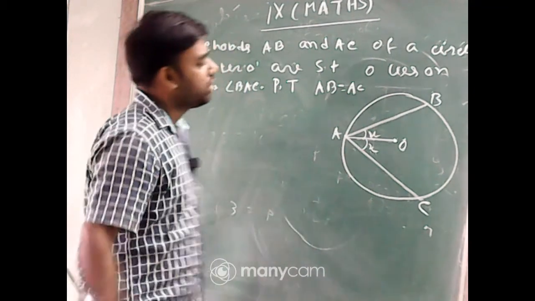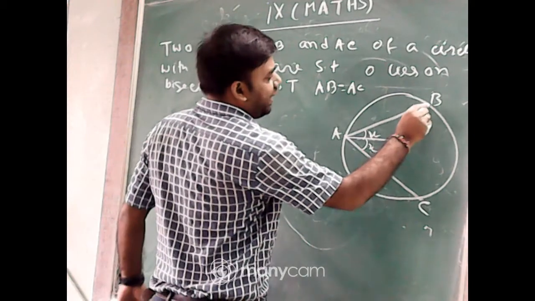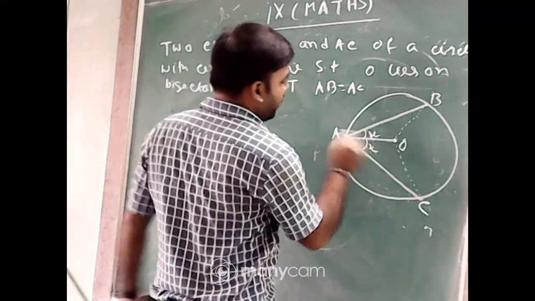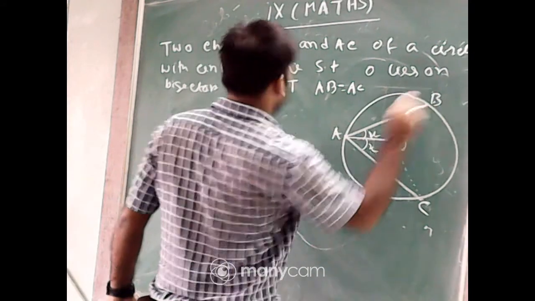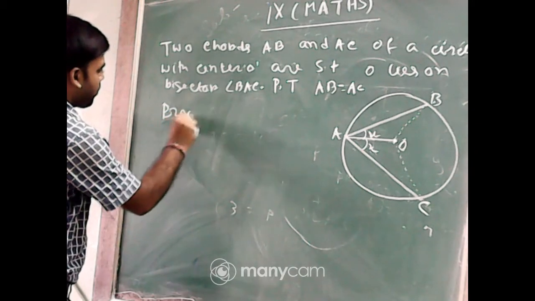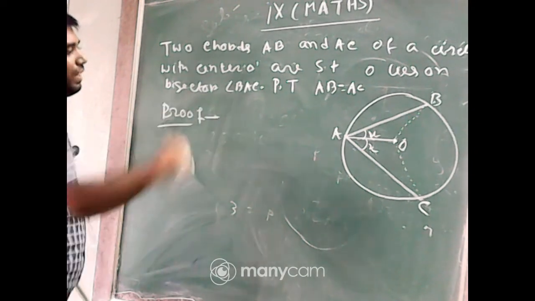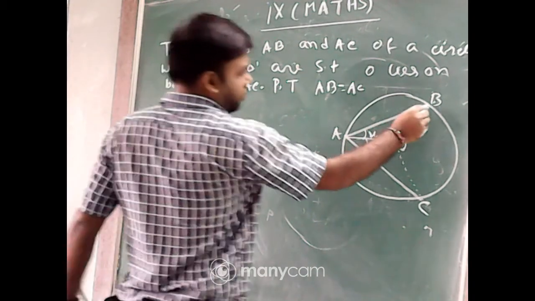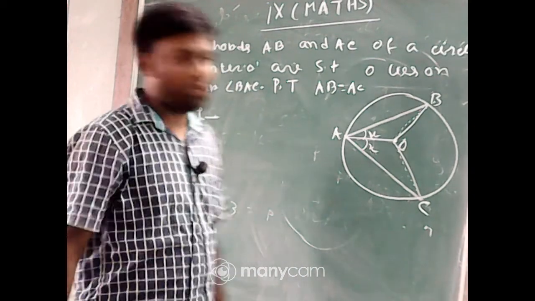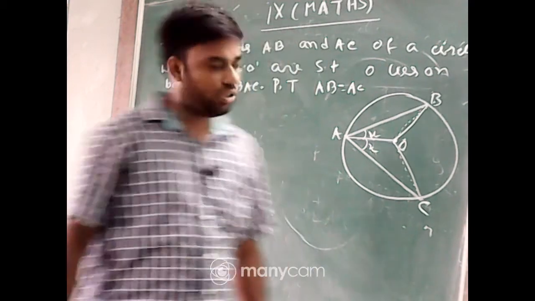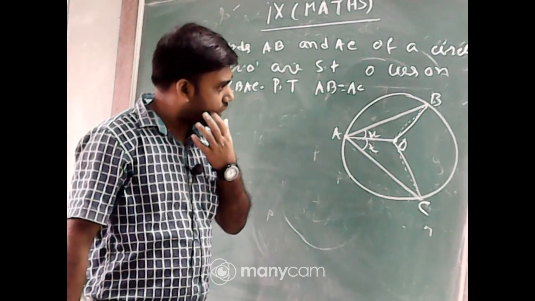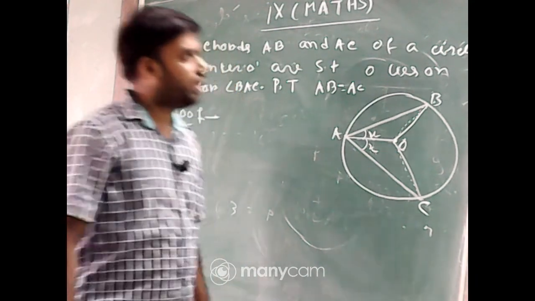To prove that, just join OB and OC. Then we get two triangles, AOC and AOB. First of all, tell me, OB and OC are equal or not? Tell me in the chat box. Okay.